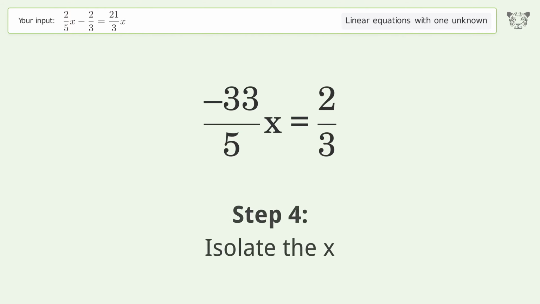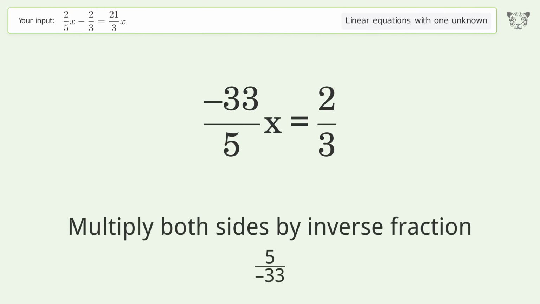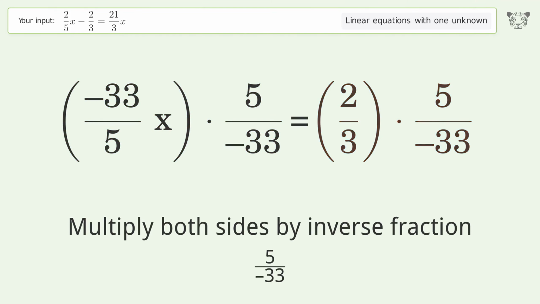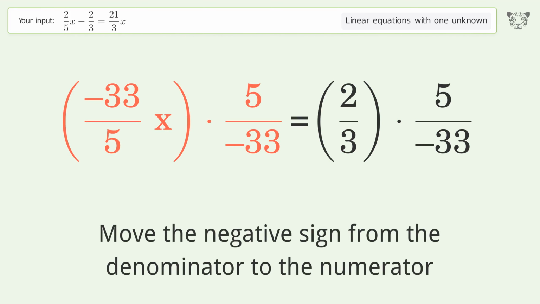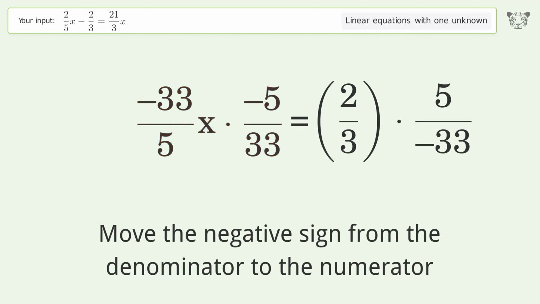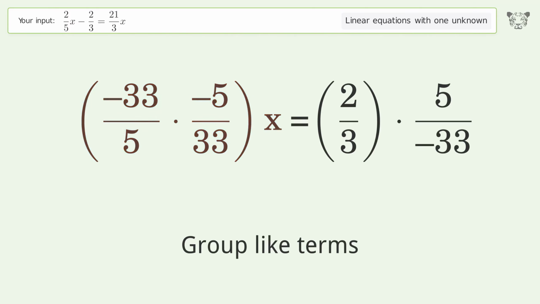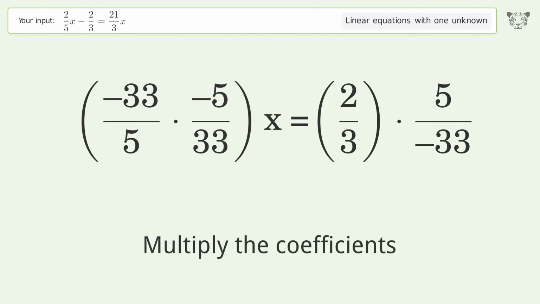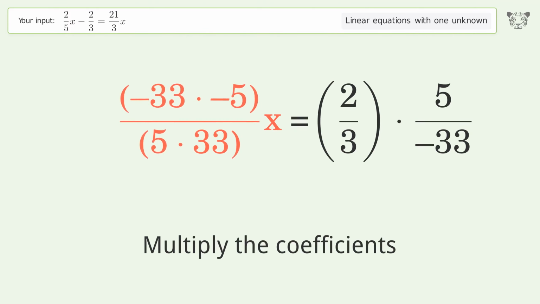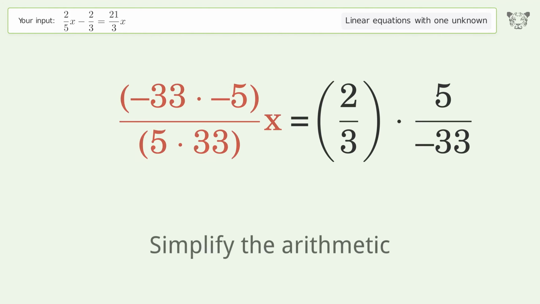Isolate the x. Multiply both sides by inverse fraction 5/-33. Move the negative sign from the denominator to the numerator. Group like terms. Multiply the coefficients. Simplify the arithmetic.